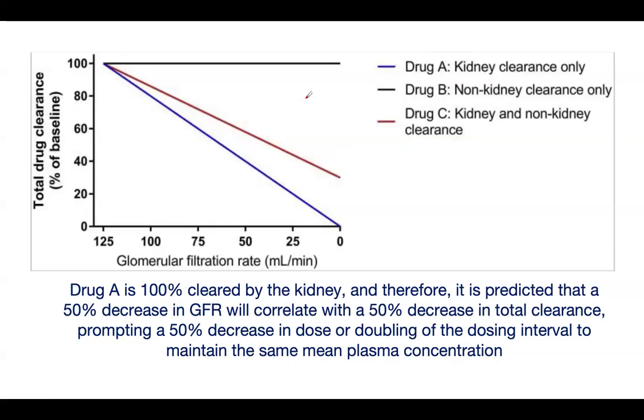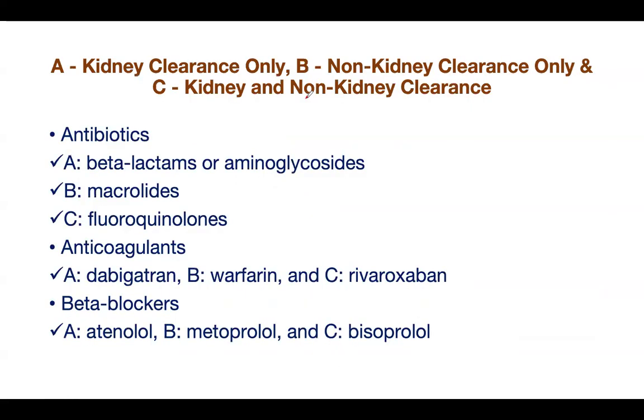But when we talk about those drugs which have both kidney and non-kidney clearance, that needs to be kept in special consideration. For example, if we talk about antibiotics like beta-lactams or aminoglycosides, they have only kidney clearance. Now for macrolides, they are non-kidney clearance only. But for fluoroquinolones, they have both kidney and non-kidney clearance. There are certain fluoroquinolones like moxifloxacin, which has very little kidney clearance.